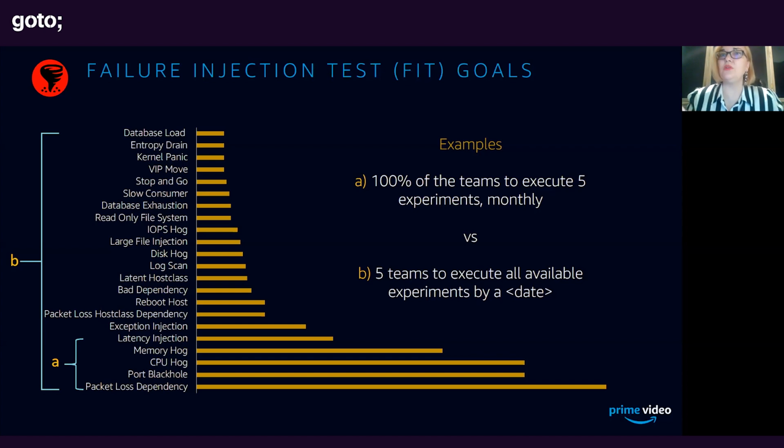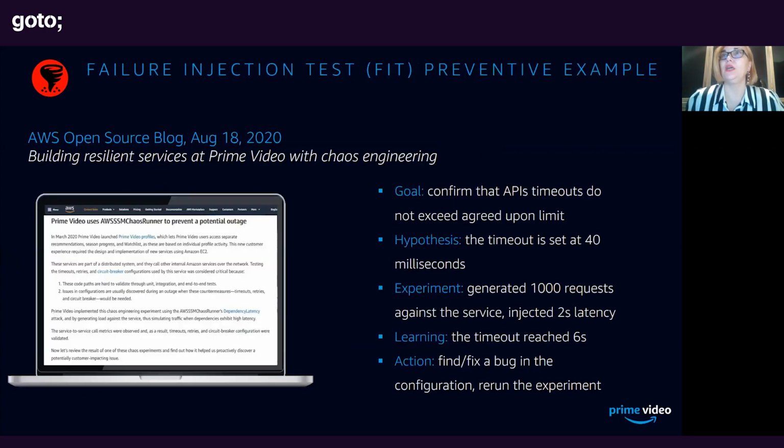However, if you want to increase a little bit more of the coverage, not just the core failure test scenarios, you can go for something different. You can say that at least 5 teams in my engineering organization will execute all available experiments. That's perfectly fine. You're just moving a different needle in this specific case.